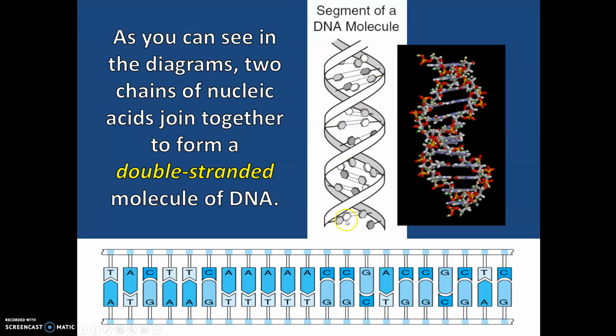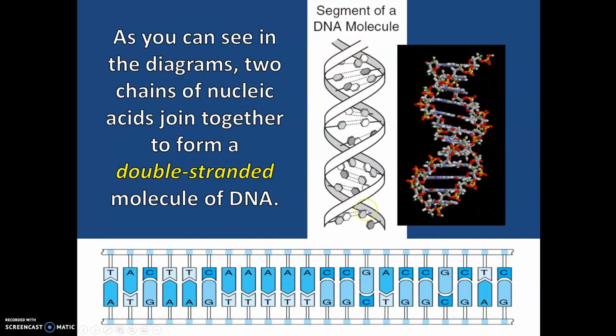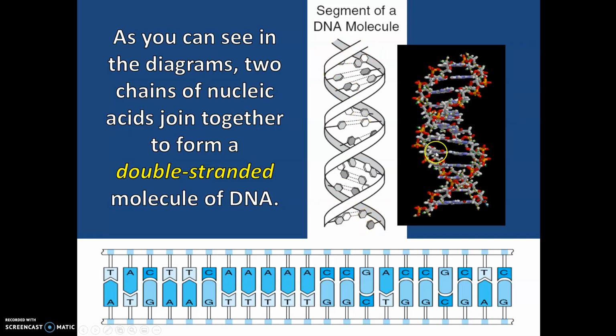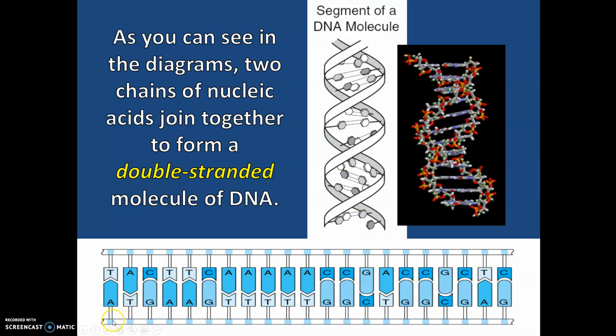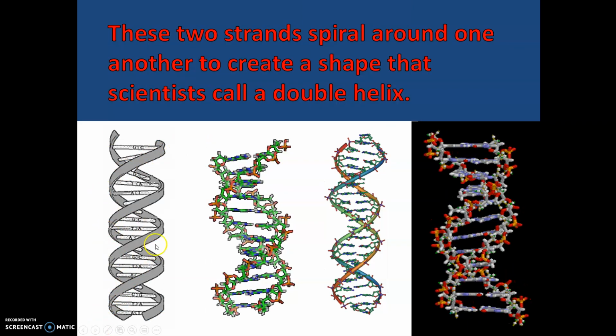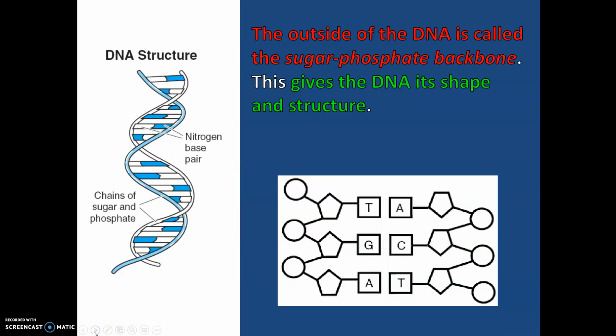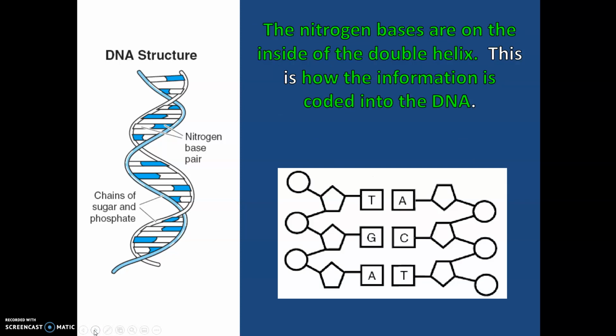So here we have some drawings and diagrams of DNA, and you can see that there are 2 chains of nucleic acids joined together to form that double-stranded molecule of DNA. So you always have 2 strands. These 2 strands spiral around one another, and they create this shape called a double helix. So the outside of the DNA is called the sugar phosphate backbone, and that's there. And what its function is, it gives the DNA its shape and structure. The inside, the nitrogen bases will be in there. So in the inside, we have our nitrogen bases, and they're here.